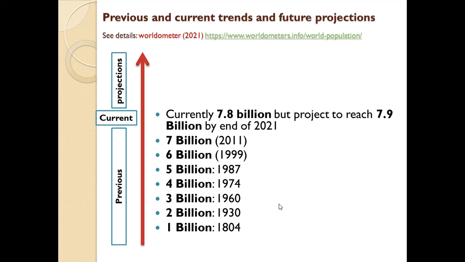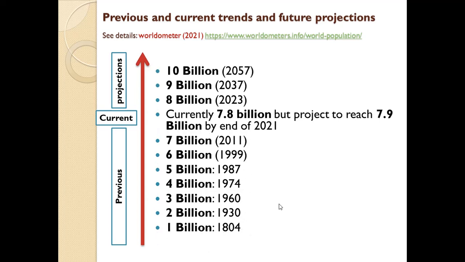billion, but the projection is that by end of 2021 we should be drawing closer to 7.9 billion. So by 2023 it is expected that the population would have grown to 8 billion, and by 2037 to 9 billion, and then by 2057 10 billion, and then all the other projections continue. So you can see within the previous century, beginning from the 1930s to around 1999, we have a rapid population growth if you look at the timeline and trends.